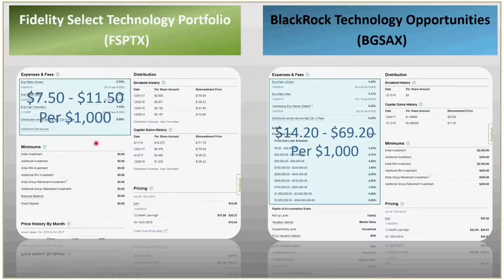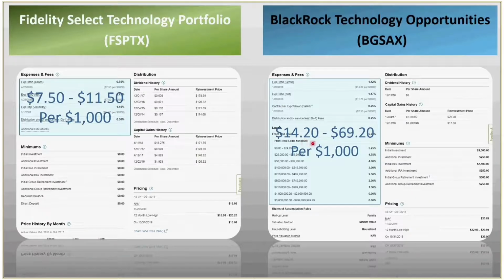So now we have the expenses, and this is the total expenses per 1,000. So for the Fidelity Fund, you're looking at $7.50 up to $11.50. And again, the $11.50 is only if they were to increase the expense ratio. So they have that limit at 1.15. So it won't go above the $11.50.